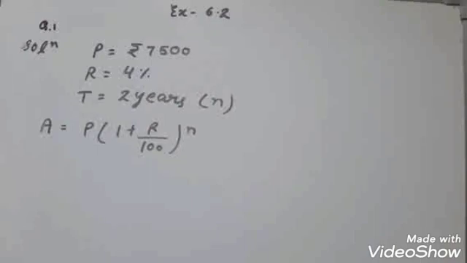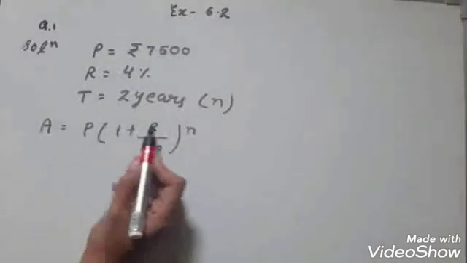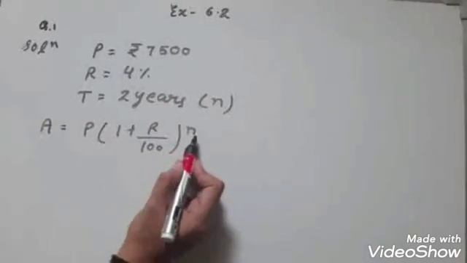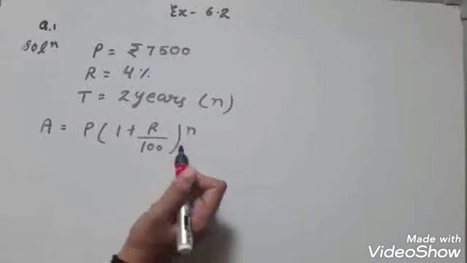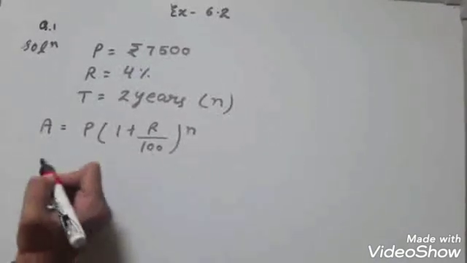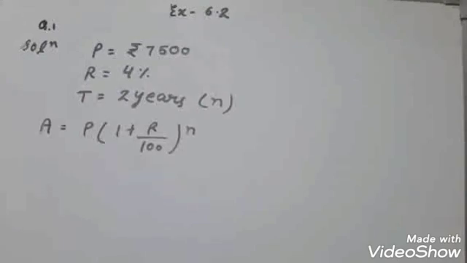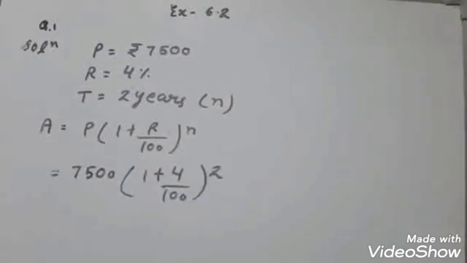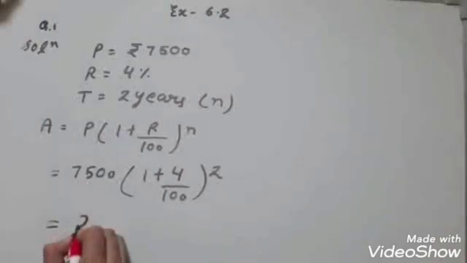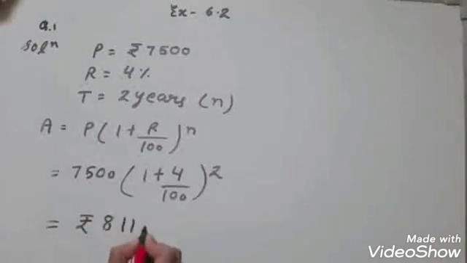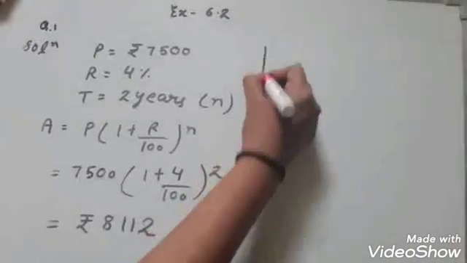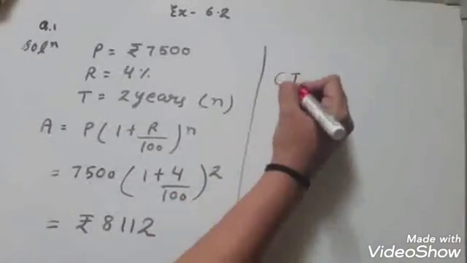Students, for solving the same question, we have one formula of amount. When we want to calculate compound interest, we have one formula of amount, P in bracket 1 plus R upon 100 to the power n. Here n means number of years. We will put the values in this formula and we will calculate amount. After putting the values and calculating, we will get amount of 8,112.